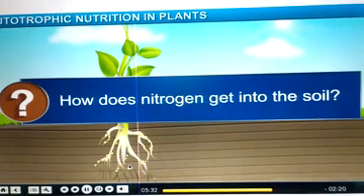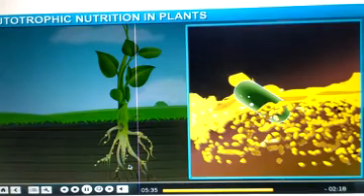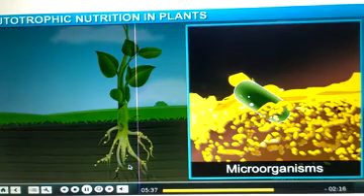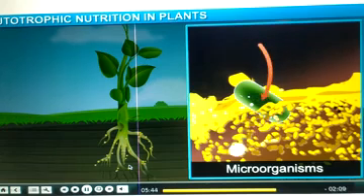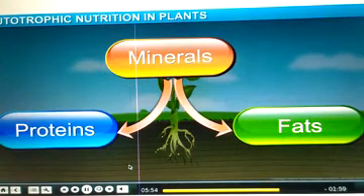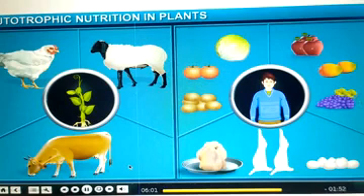How does the nitrogen get into the soil? Microorganisms present in the soil play an important role in fixing the atmospheric nitrogen. They convert atmospheric nitrogen into water-soluble compounds, which are absorbed by the plant roots. These minerals dissolved in the water are used to synthesize proteins and fats. These food components form the source of energy for other heterotrophic plants and animals.